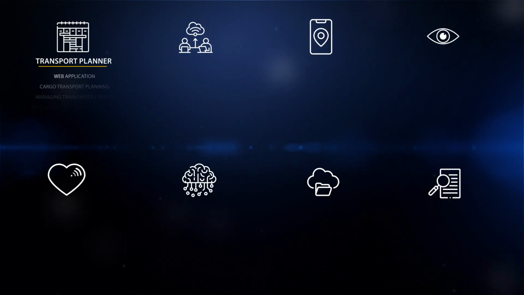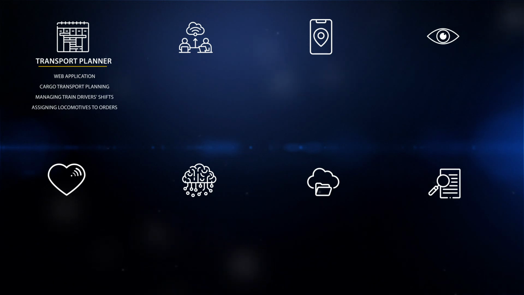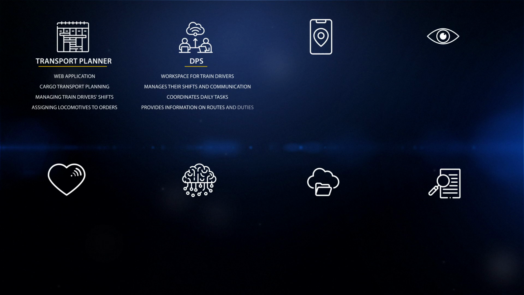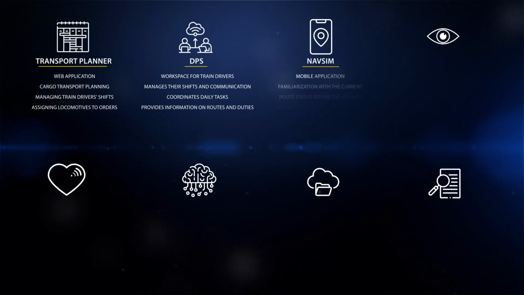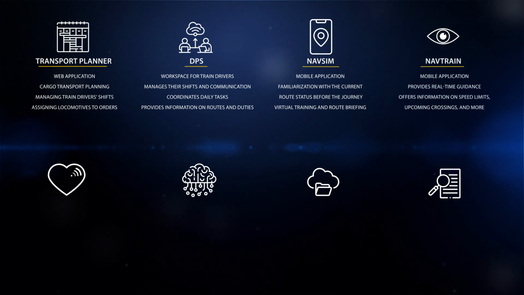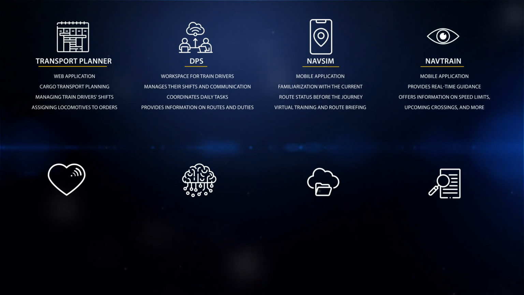The Transport Planner is a web application that enables efficient planning of freight transports. The Digital Driver's Workspace is a space for drivers to manage their daily activities. NavSim is an application that helps drivers prepare for trips in advance. NavTrain is a mobile app guiding the driver throughout the entire journey.